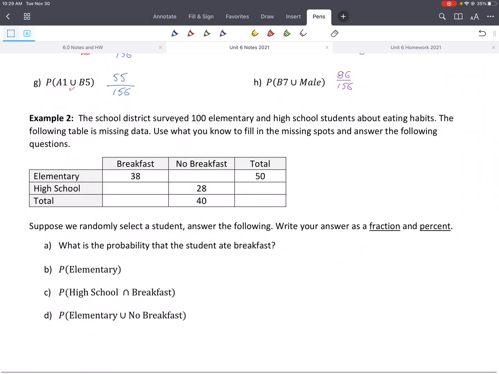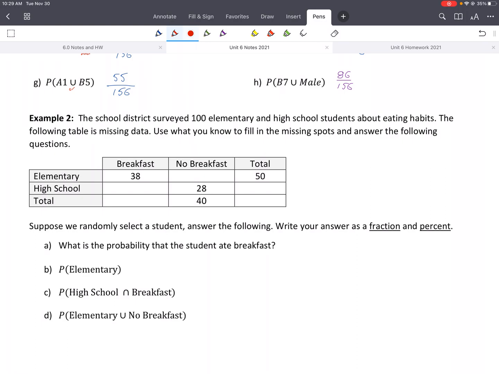Our next one asks us to do it in fractions and percentages. So the school district surveys 100 elementary and high school students about eating habits. The following table is missing data, so we need to fill that in. Use what you know to fill in the missing spots and answer the following questions.